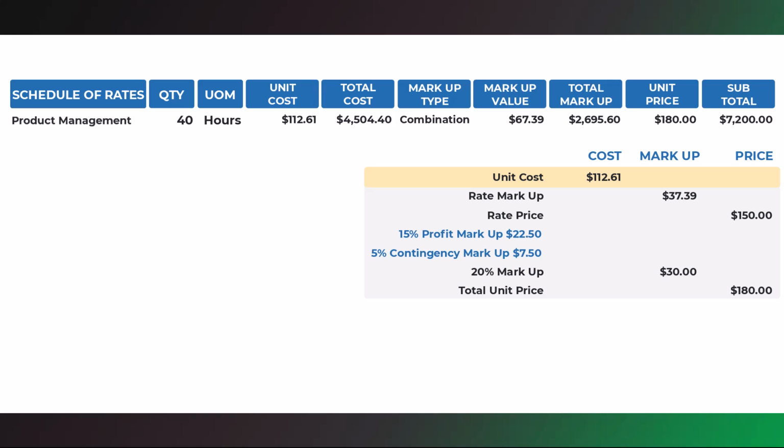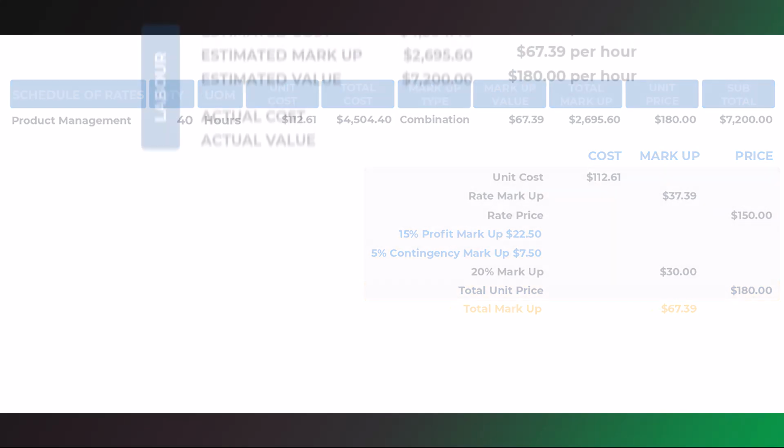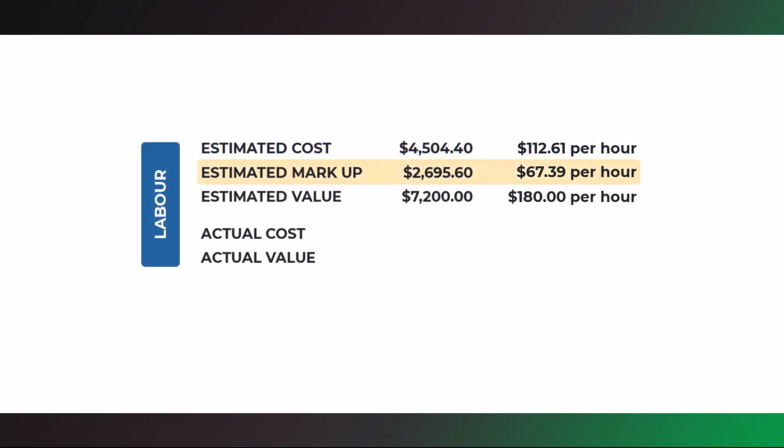Unit cost is $112.61. Dollar markup is $37.39. Rate is $150 per hour, which is unit cost plus dollar markup. Profit percentage is 15%, calculated as $22.50. Contingency markup is 5%, calculated as $7.50. Total markup percent is 20%, calculated as $30. Taking the unit price for project management to $180 per hour. This means the total markup is $67.39 per hour. Now we have the estimated cost, markup, and value for labor.